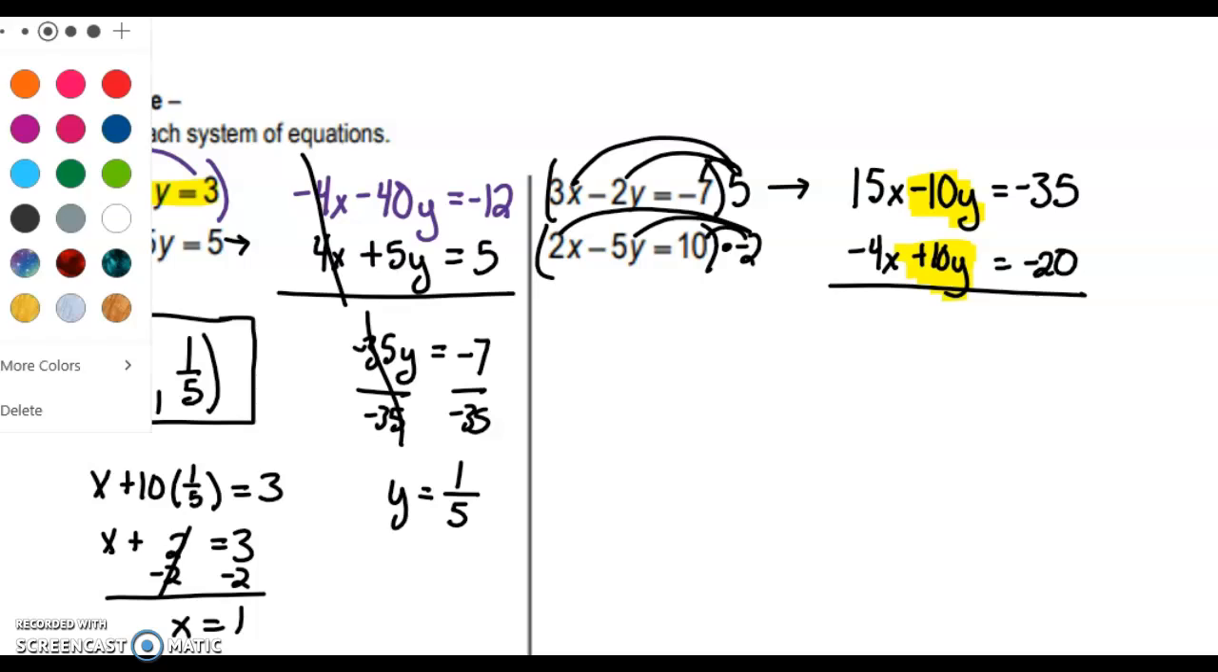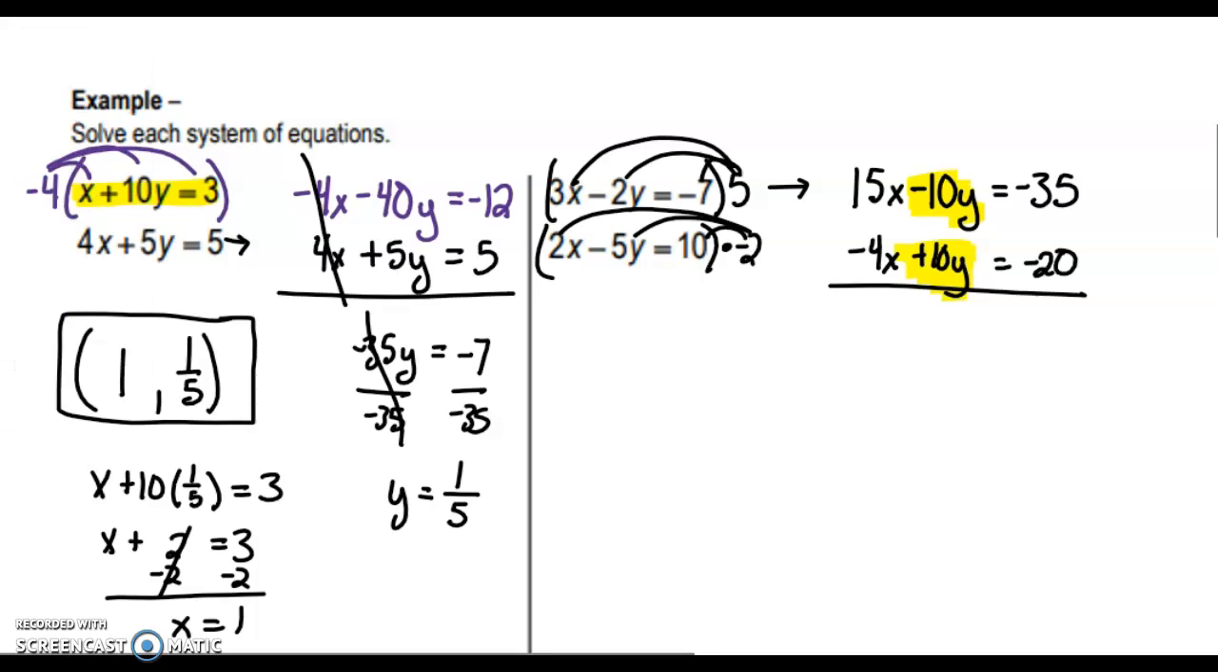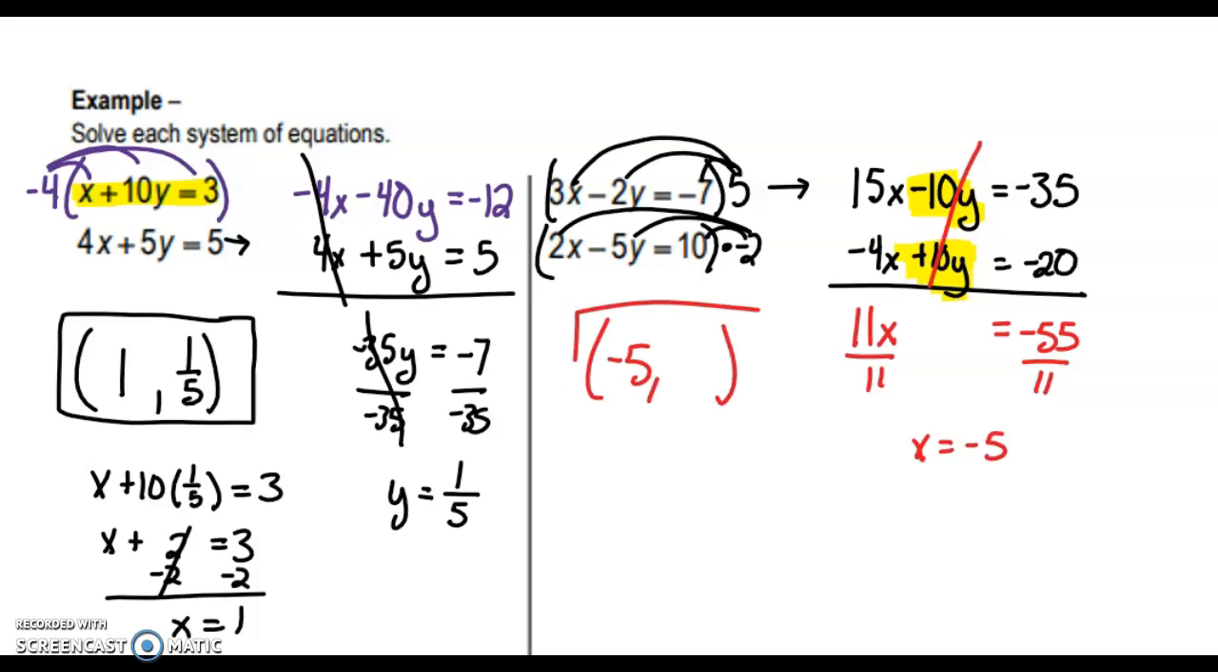So we're on the right track so far. So let's try to add straight down. 15x and negative 4x. You can think of it as 15 plus negative 4 or 15 minus 4. It's the same thing. You get 11x. Negative 10y plus 10y is 0. Negative 35 minus 20 is negative 55. Okay, now we divide by 11, and x is negative 5. So I have negative 5 for x.